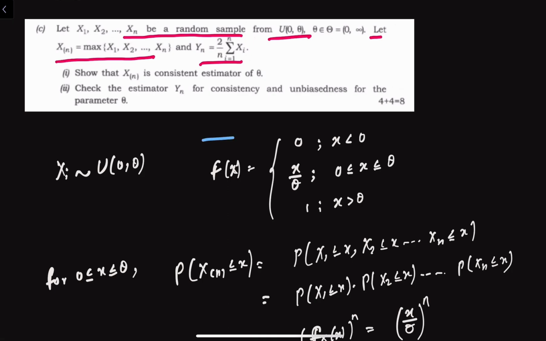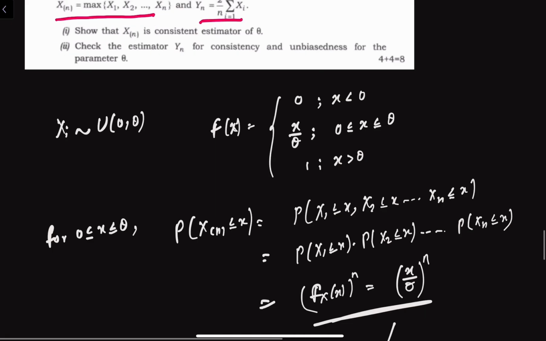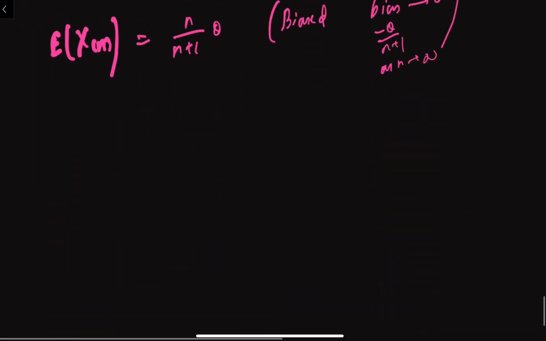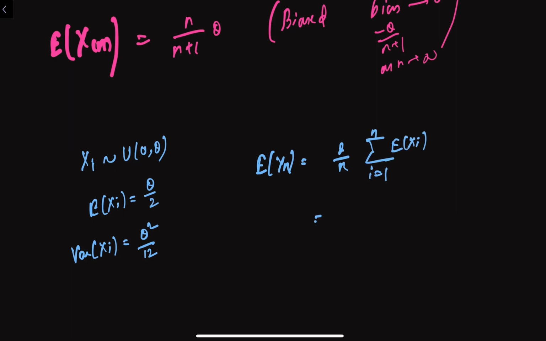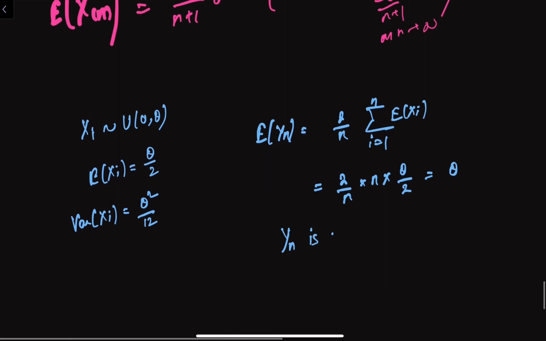Now for the second part, we need to check Yn for consistency and unbiasedness for the parameter theta. First, we have Xi following uniform 0, theta. So the expectation of Xi will be theta by 2, and the variance of Xi will be theta square by 12. In order to check for unbiasedness, the expectation of Yn is 2 by n summation i equals 1 to n expectation of Xi, which is 2 by n into theta by 2, which is theta. So we can see that Yn is unbiased for theta.